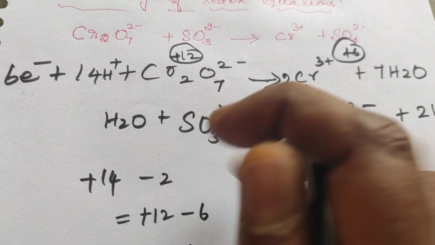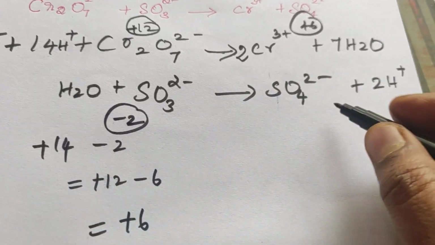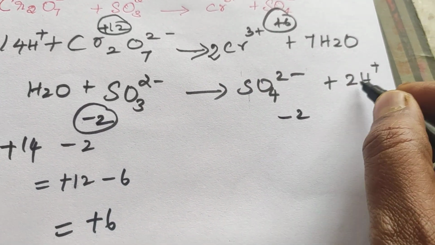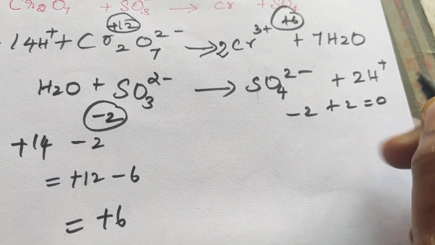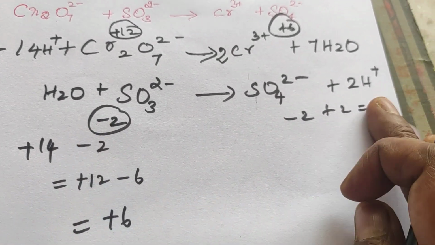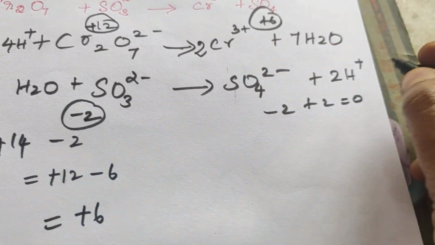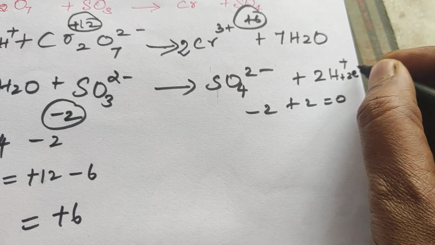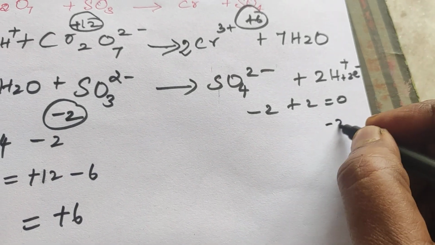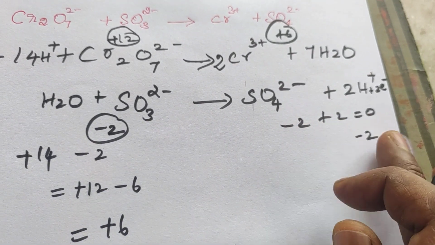Similarly in the second case, reactant side minus 2 is there. Product side minus 2 plus 2, overall charge 0. But here minus 2, here 0. So in which side? Right hand side you will introduce the electrons. How many electrons? 2 electrons. So here you will get minus 2. So both the sides minus 2. Charges also got tallied.